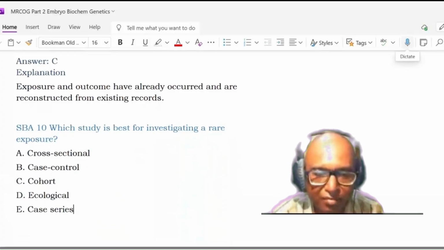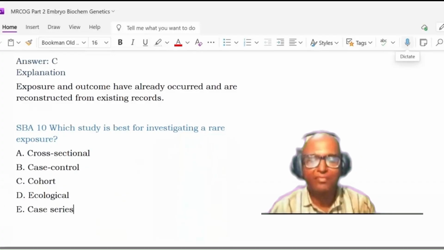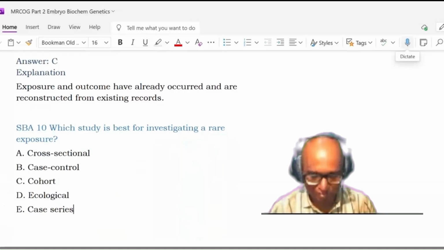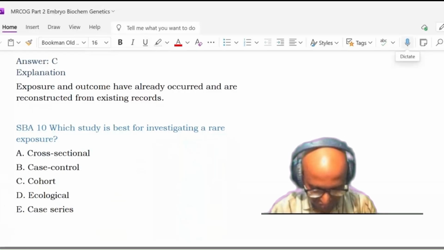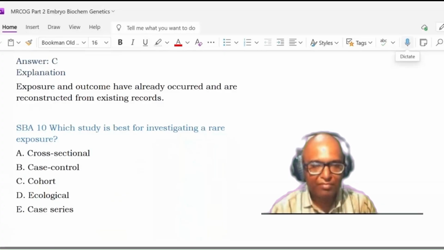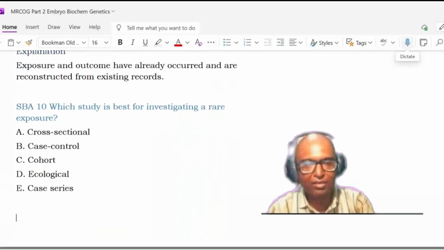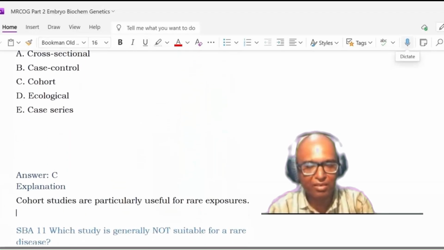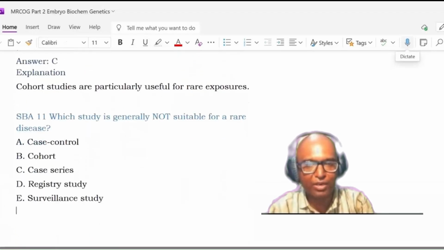Which study is best for investigating the rare exposure? A, cross-sectional; B, case control; C, cohort; D, ecological; and E, case series. So answer is C, cohort. Remember, this is a very typical question. Cohort studies are particularly useful for rare exposure.